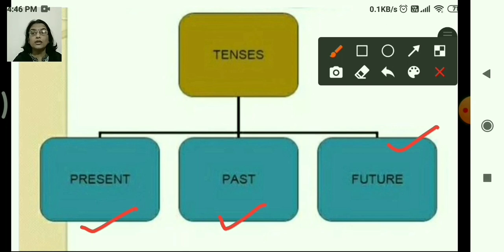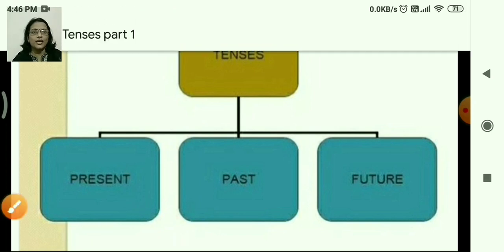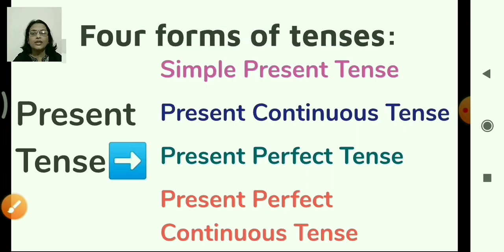Now we are going to learn these 3 tenses, and I know again in your 3rd and 4th standard you have done this, so it will be a little easy for you to understand, isn't it? Okay, now let's move ahead. Now these 3 tenses again have 4 forms. Each of these tenses, present tense, past tense, and the future tense, has its own forms. Now, let's see what are they.